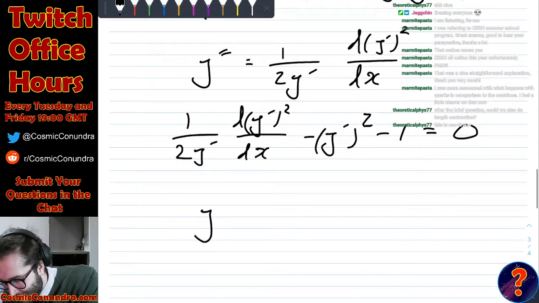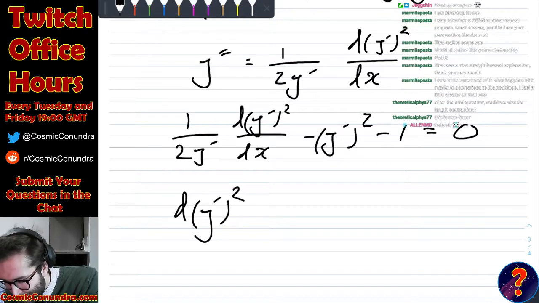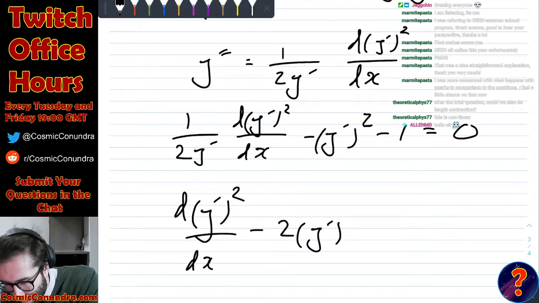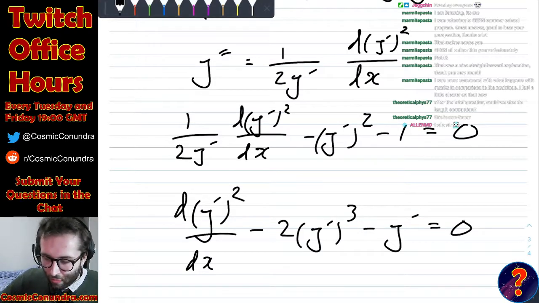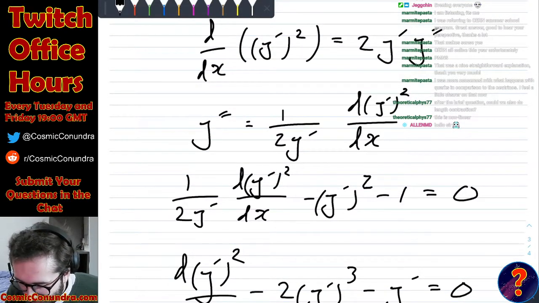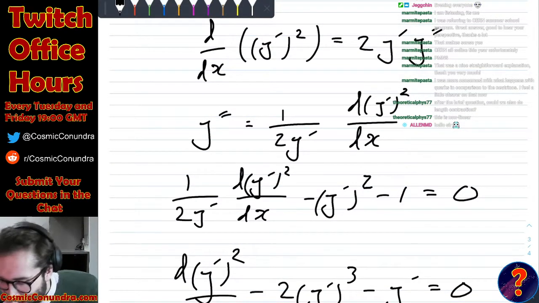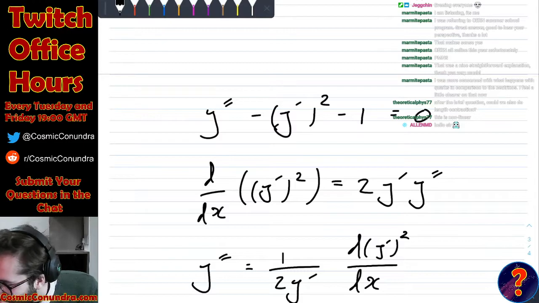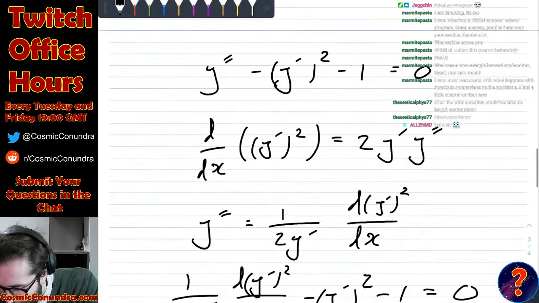So then you've got d y prime squared dx minus 2 y prime cubed minus y prime. Okay, actually, this is not a straightforward one. Yeah, I think I misread this one. I think if this was a... No, actually, I'm not entirely sure how you solve this differential equation, now I think about it. Yeah, I think I jumped the gun on this one.